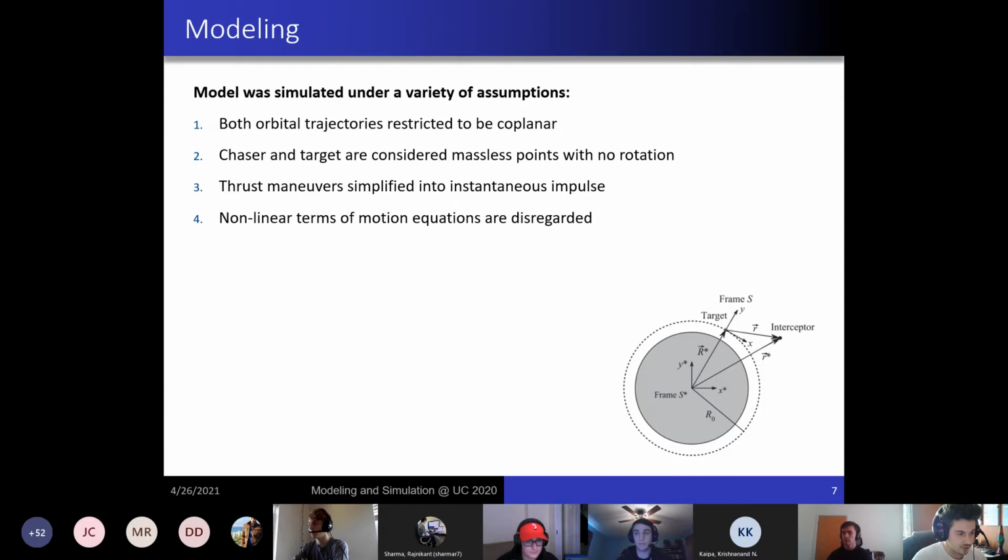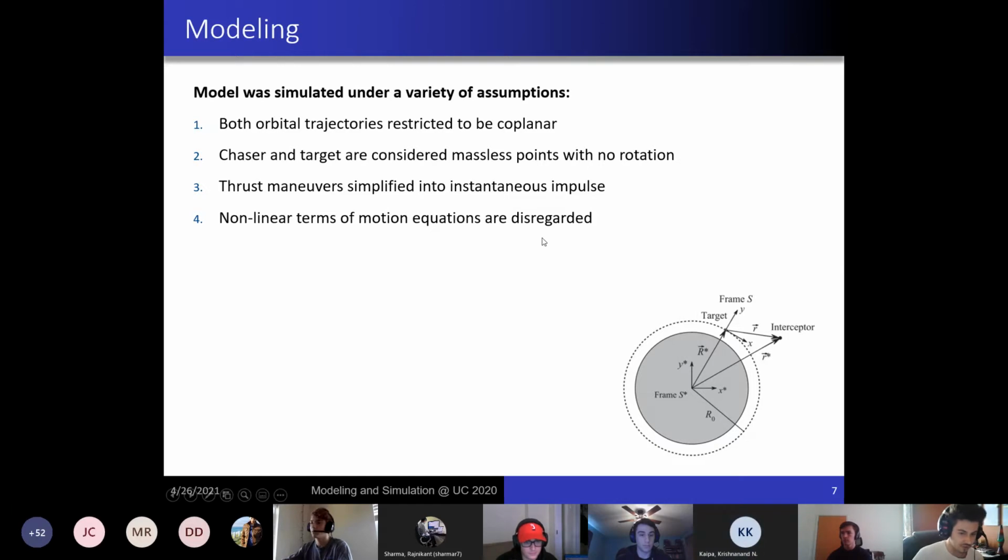Under these modeling conditions, we made some assumptions. Both trajectories are coplanar, so we're only dealing with two dimensions there. The chaser and target are considered massless points with no rotation, so we have no inertia and no rotation accounted for. Thrust maneuvers are simplified into an instantaneous impulse, so normally an impulse is specified over a period of time, but in this case, it's just instant. And the nonlinear terms of the equations of motion we used are disregarded.